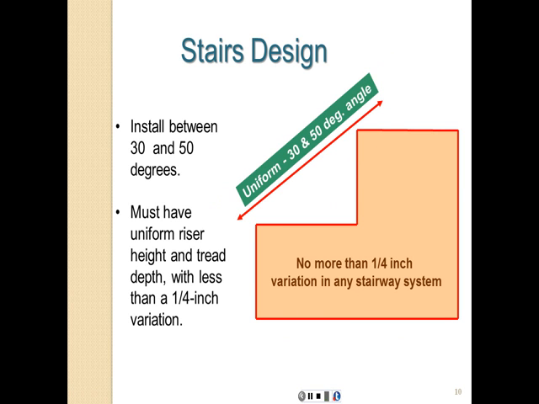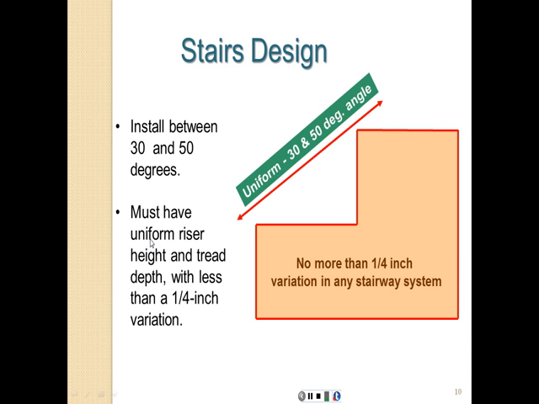So about the installation of the stairs, it has to be installed between 30 and 50 degrees with the horizontal. So the slope is going to be anywhere between 30 to 50 degrees. Of course, the lower the angle, the more comfortable the stairs are going to be, the less effort you're going to exert trying to get up these stairs.